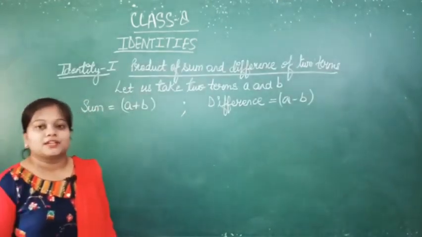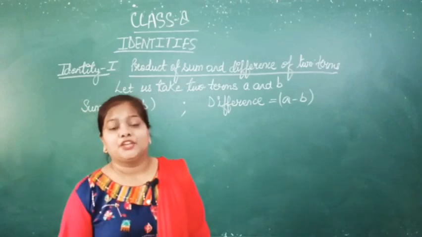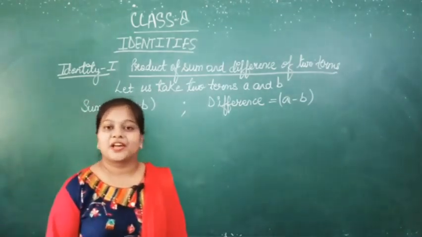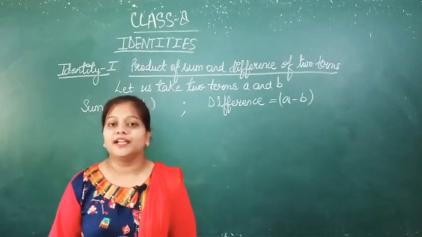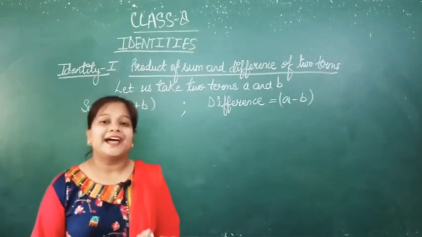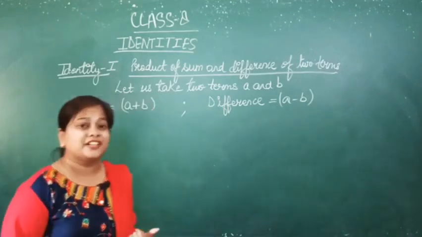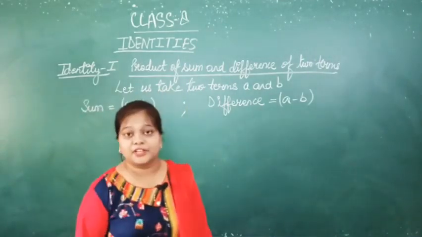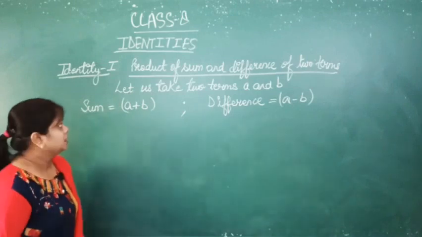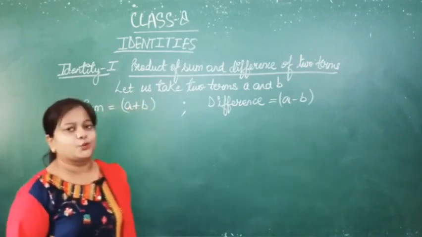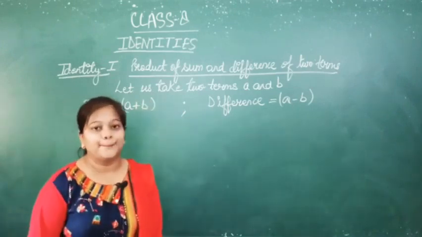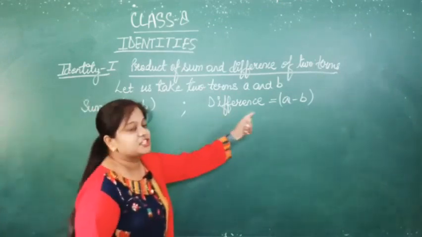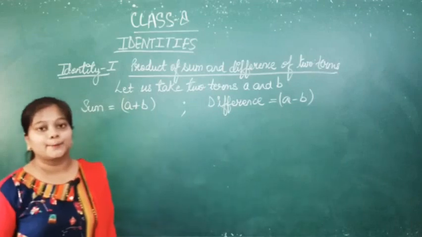Let's learn about some identities. In your previous classes, you all have learned how to add, subtract, multiply or divide two terms in algebra. Now, our first identity is product of sum and difference of two terms. For this, let us take two terms A and B. Their sum will be A plus B and difference will be A minus B.